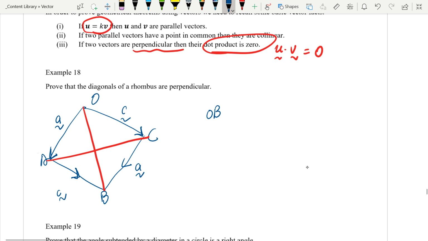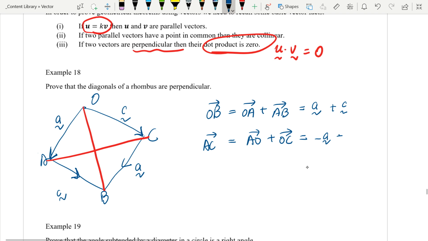So what is OB? OB is OA plus AB. OA is A and AB is C, so OA plus AB gives you OB. That's A plus C. And the other diagonal is AC. AC equals AO plus OC, or you can use AB plus BC, I don't mind. It doesn't matter which one you take, the results will be the same. AO is minus A and OC is positive C.